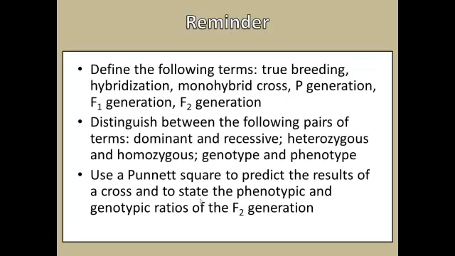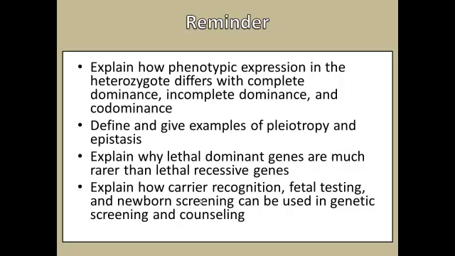Now, as a reminder of the learning objectives for this chapter, be able to define the following terms: true breeding, hybridization, monohybrid cross, P generation, F1 generation, and F2 generation. Distinguish between the following pairs of terms: dominant and recessive, heterozygous and homozygous, genotype and phenotype. Be able to use a Punnett square to predict the results of a cross and to state the phenotypic and genotypic ratios of the F2 generation.